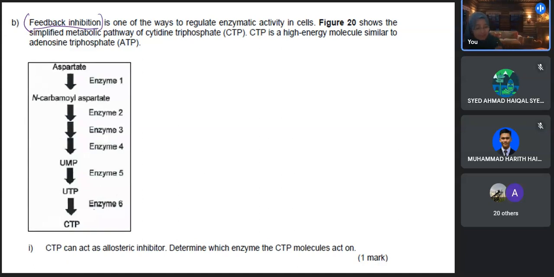Okay, so the question says here CTP can act as an allosteric inhibitor. It binds to the allosteric site of the first enzyme of the reaction because it is feedback inhibition. So determine which enzyme the CTP molecule acts on. The first enzyme of the pathway, which is enzyme 1. Alright, so the end product will bind to the first enzyme of the pathway.